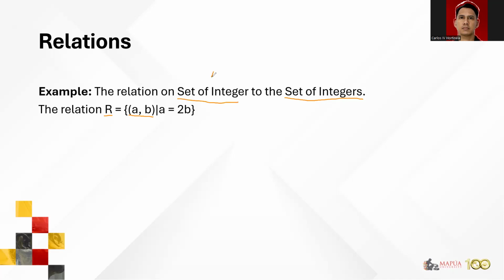this refers to elements on your set A, while this refers to the elements on your set B. So the relation from set A to set B. And set A is what? Set of integers. While set B is what? Set of integers.